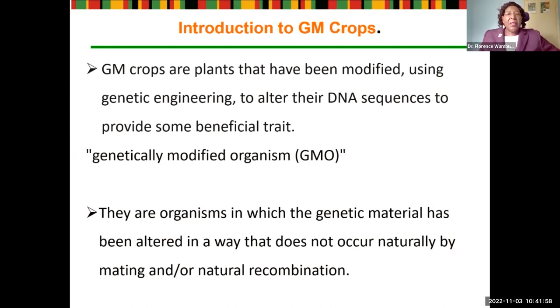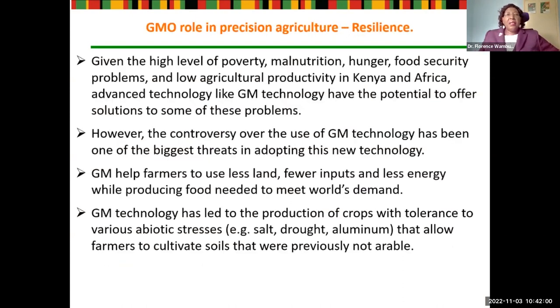Next slide, please. Given the high level of poverty, malnutrition, hunger, food security problems, and low agricultural productivity in Kenya and Africa, advanced technology like GM has the potential to solve some of these problems.